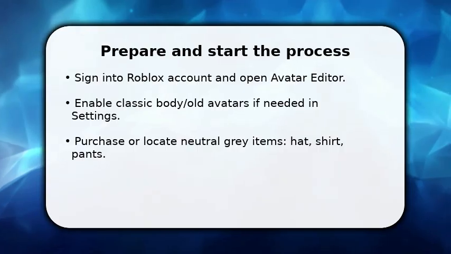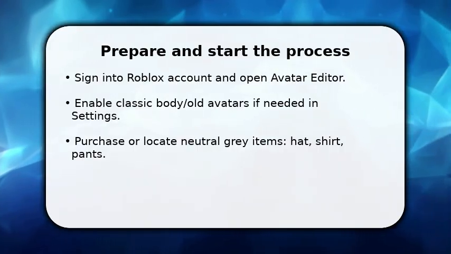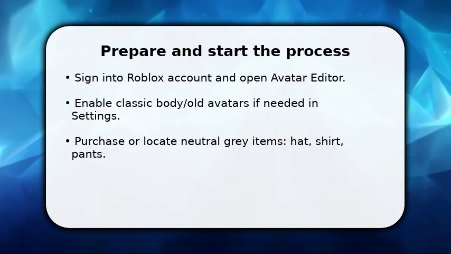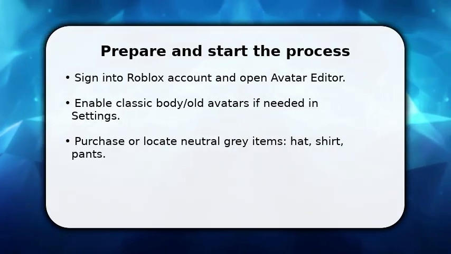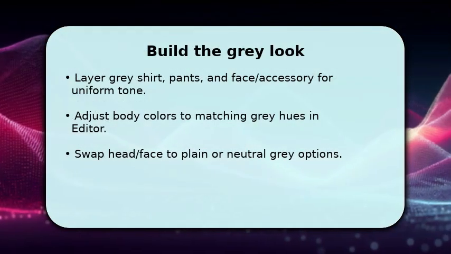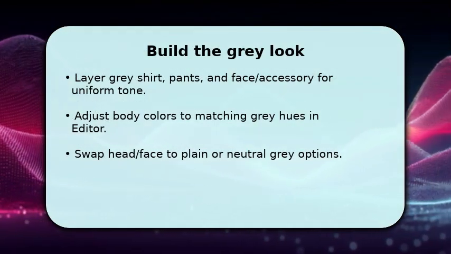Pick basic gray shirts and pants and inexpensive or free gray hats. Once done, equip those items as your base layer, so the next steps change the overall tone effectively. Now you assemble the pieces to create a consistent gray appearance.